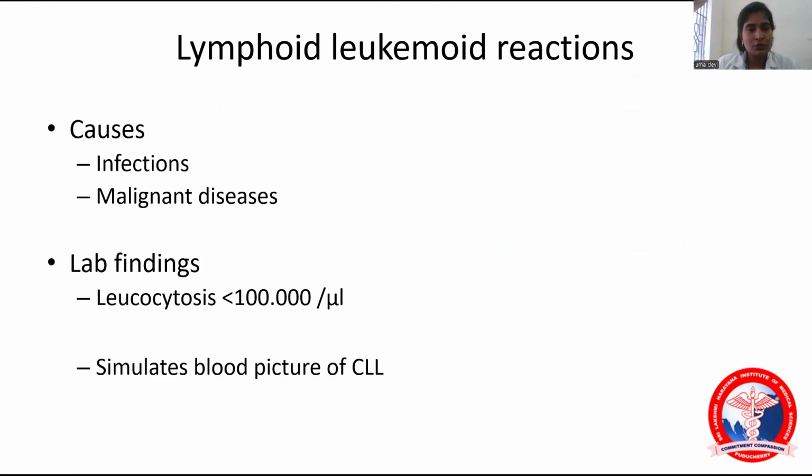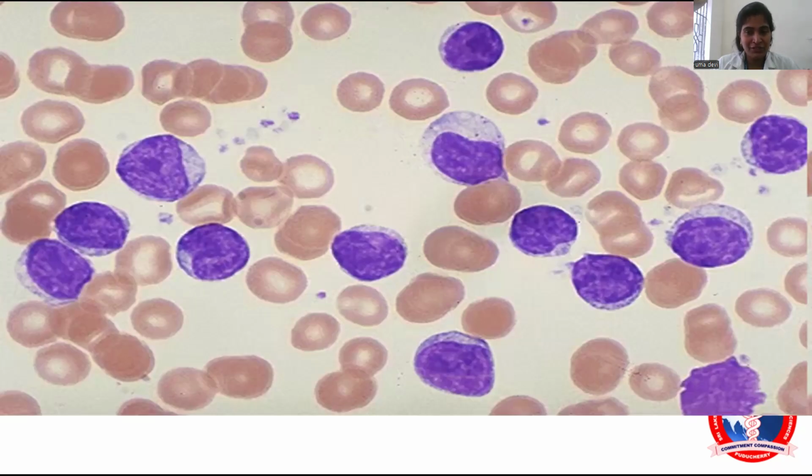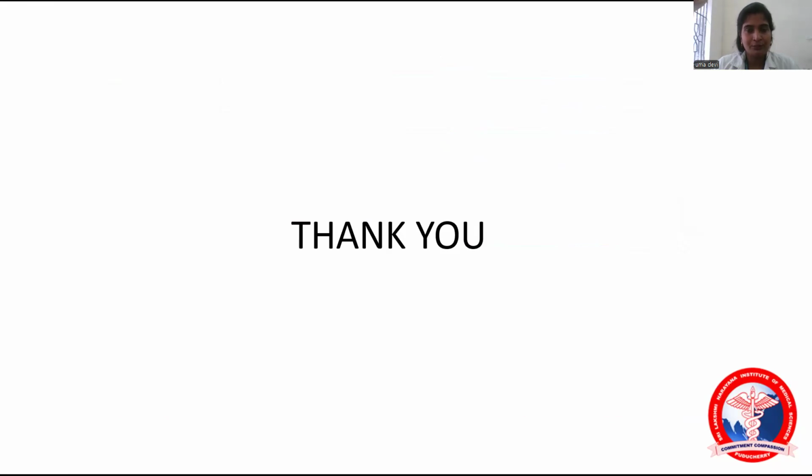Then the next one is what is called a lymphoid leukemoid reaction. Where do we see this? This is seen in cases of certain infections. Here it simulates CLL, and the total count is less than 1 lakh. It simulates chronic lymphoid leukemia. The same picture I have put here for leukocytosis only. You get confused, is it leukocytosis? No, still it is a lymphoid reaction. Okay, hope you understood my class.